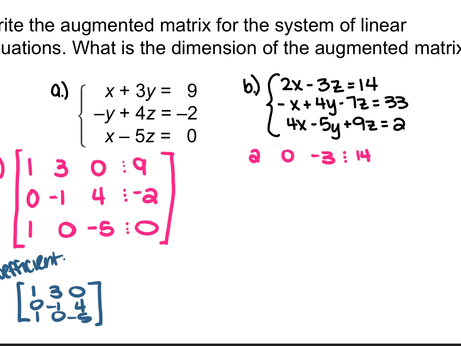From here, that middle equation, you have a negative x, so that's negative 1, a 4y, so that's 4, and a negative 7z, so that's the negative 7. Your answer is 33, so that'll go to the right of those 3 little dots. For your last equation, you have a 4x, so that 4 goes down first, then a negative 5y, so you'll write down that negative 5, and then the 9z, so that 9 goes down. Your answer for this one is just 2. You put your brackets around it, and then you're done. And again, that's your augmented matrix.